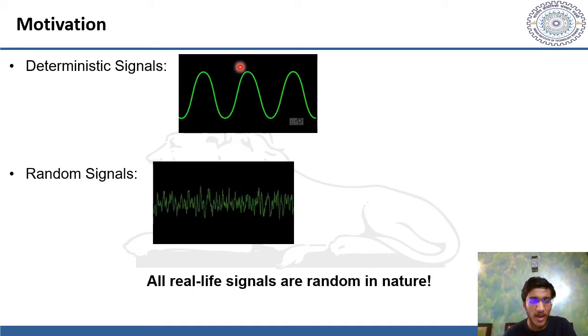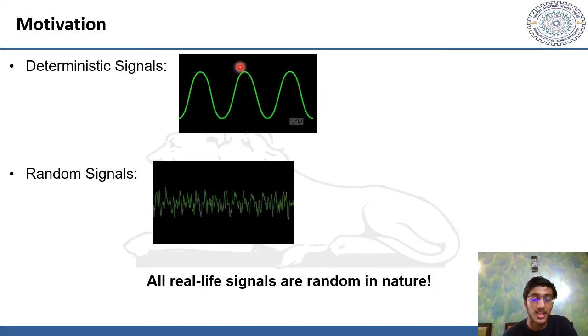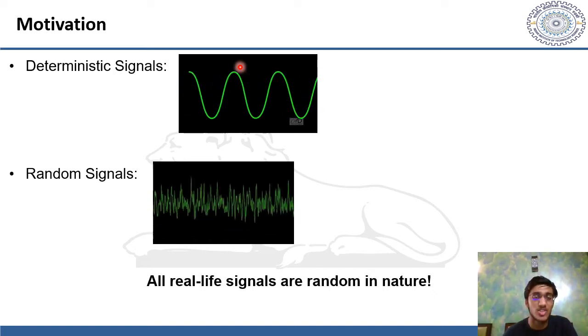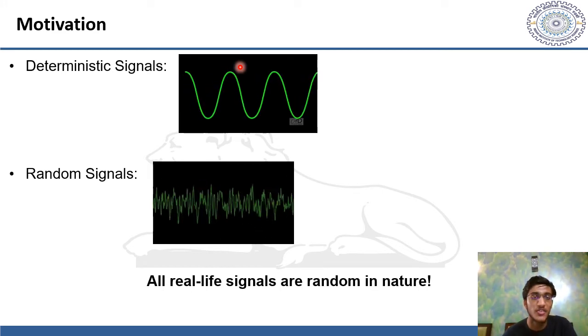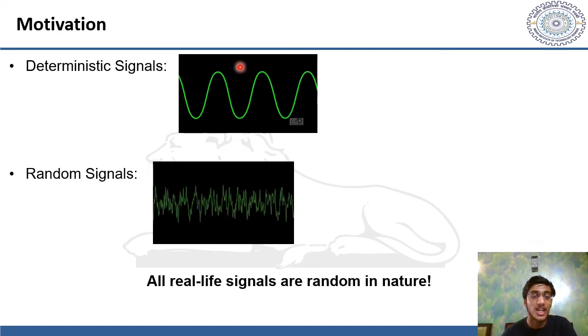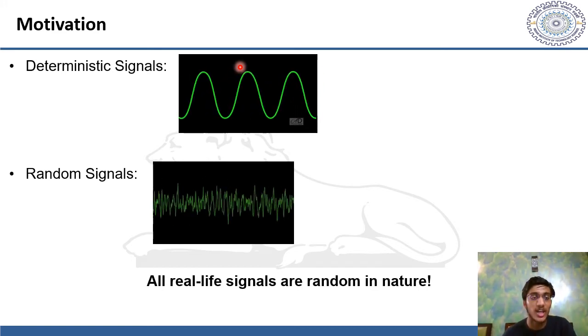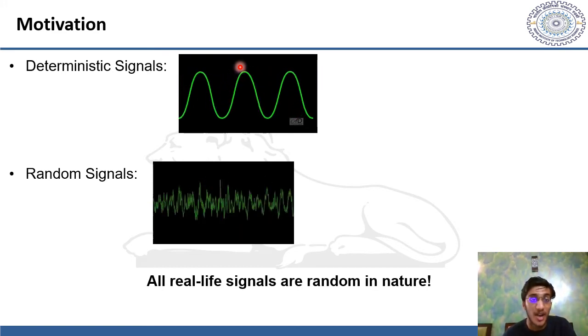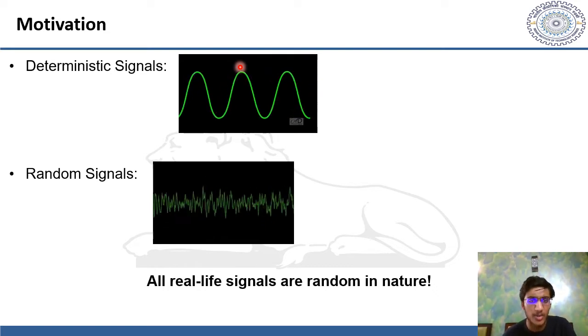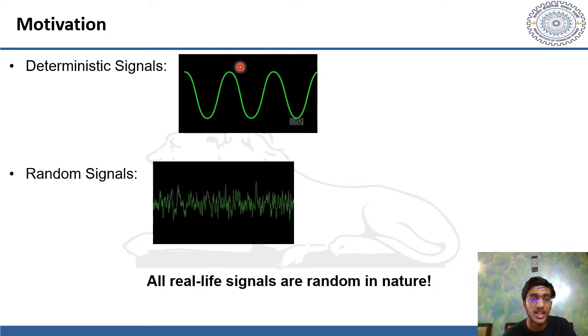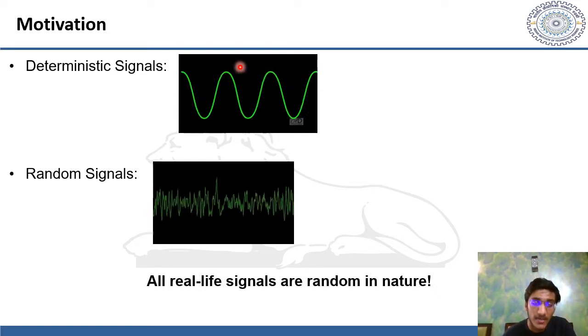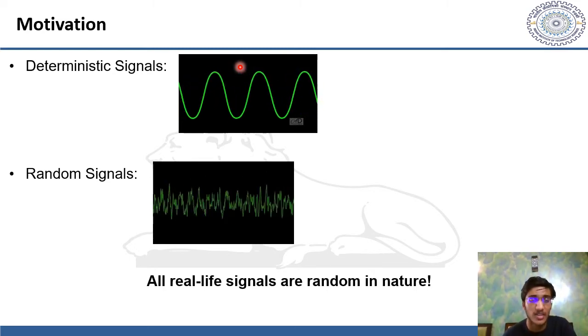Deterministic signals, however, are only found theoretically. It is extremely rare to find them in practice. In real life, in practical situations, we are actually dealing with random signals. This is because any given signal in real life is inevitably corrupted by the presence of noise.